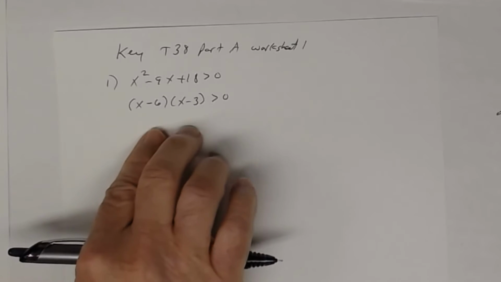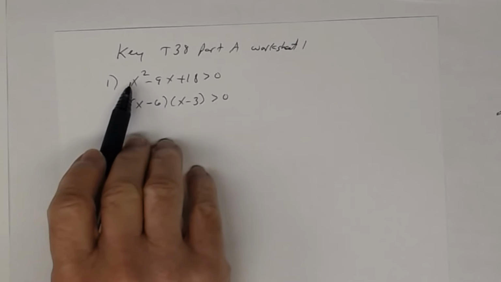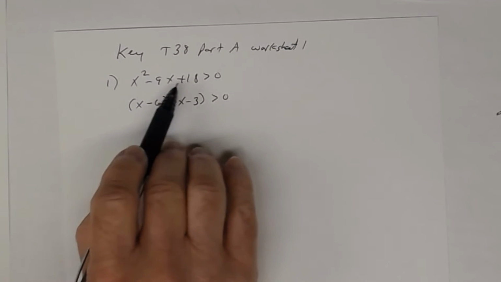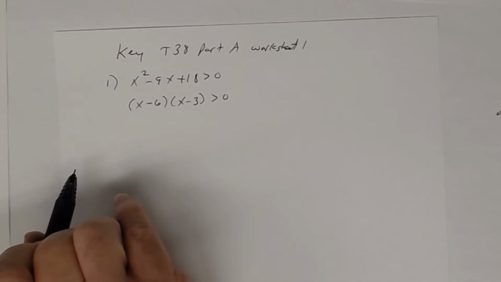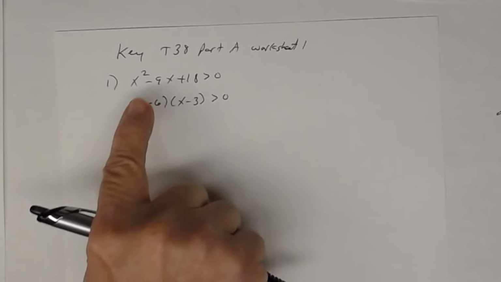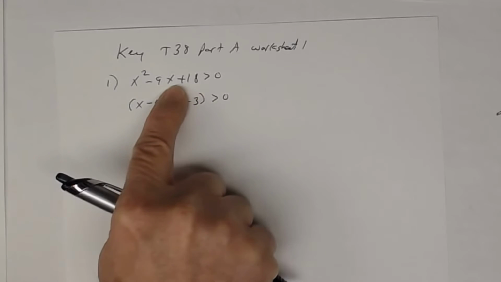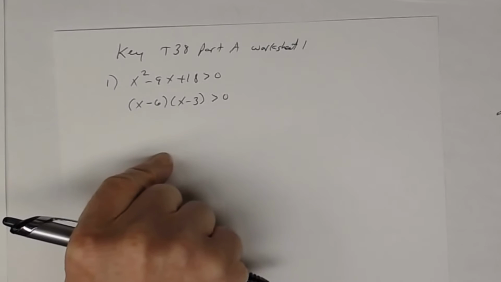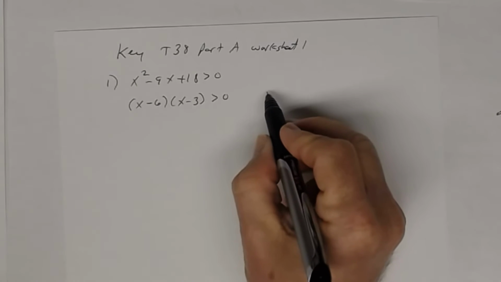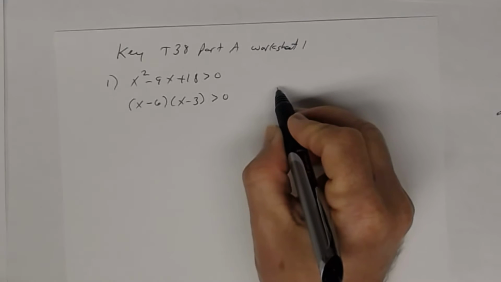All right, once you factor, remember the whole point is to find the values of x that will make this left side greater than 0. That's what you're trying to find. What values of x will make the left side, this quadratic polynomial, greater than 0? So you're trying to find those solutions. First thing you're going to do is find your critical values or your zeros.